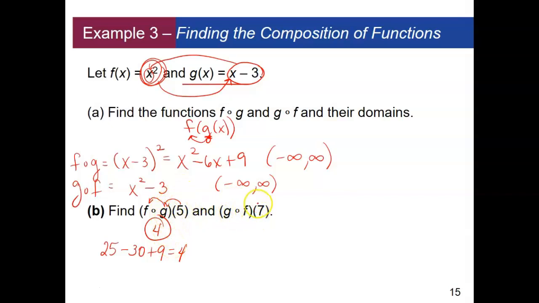Here, g of f of 7, I'm going to put 7 into f. So I'll get 49, and then 49 minus 3 will give me 46. If I want to plug it in here, that's going to give me 49 minus 3, which is 46.